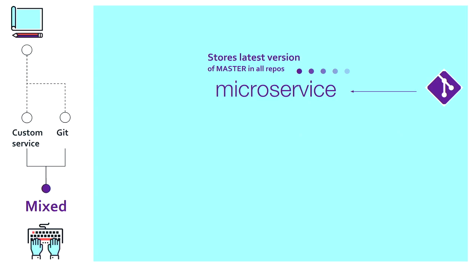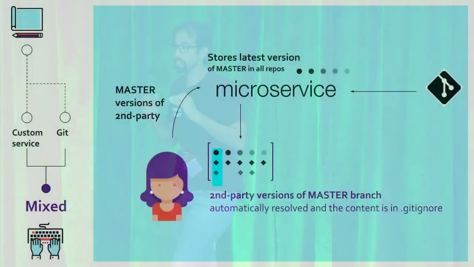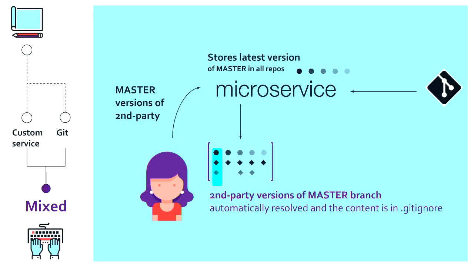So how does this look? OK, so we still have a microservice, and it stores the latest version of master in all repositories. So again, it gets webhooks from Git. It knows this is the master version. The script calls the microservice to get the master versions of second party, and those are not tracked by Git. So those are resolved every time you work on master. A good use case for working on master is CI. So basically, on CI, we resolve the versions each time from the microservice.